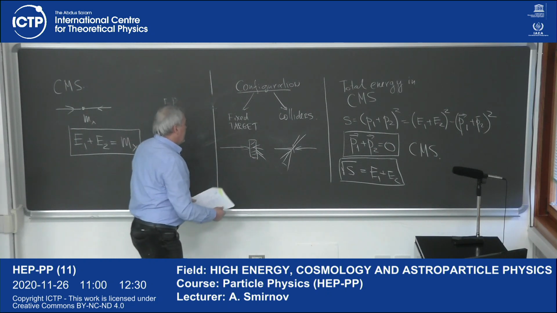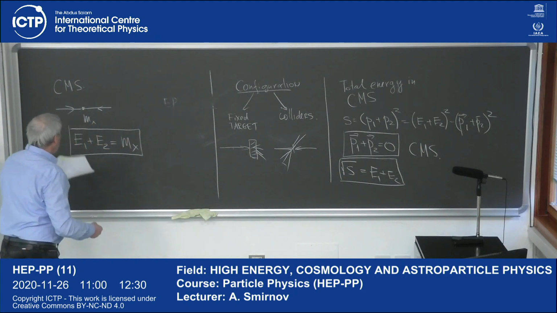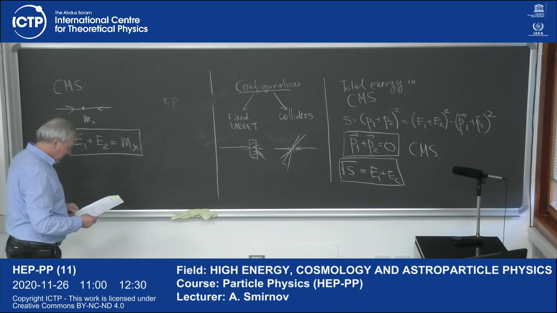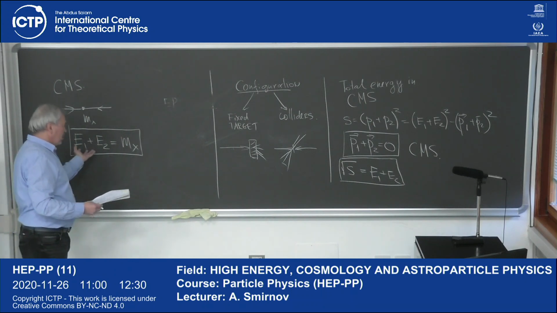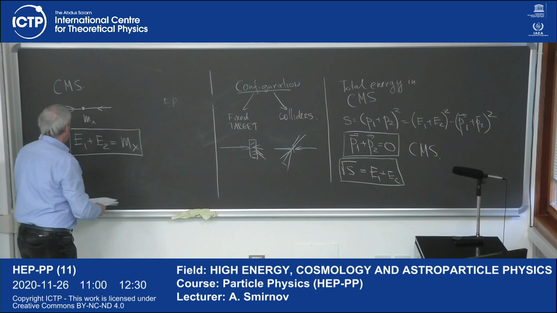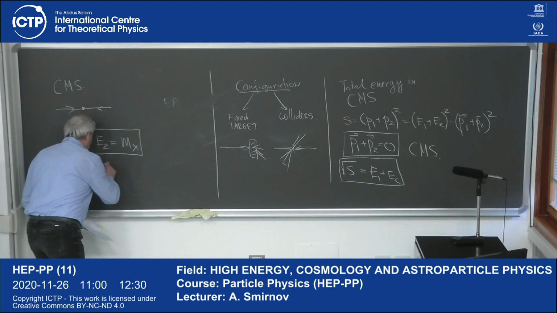Okay? So you will have n exercises for this, and I don't want to proceed further. So square root of s, the total energy in the center of mass, gives you the idea of what energy is available for you. So, for instance, you have e+ e-.